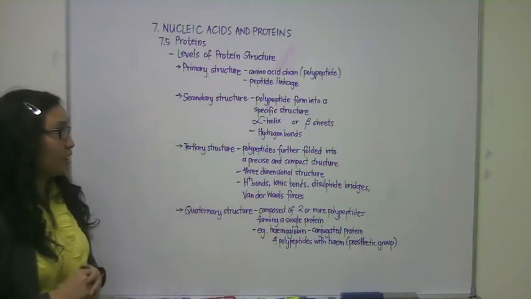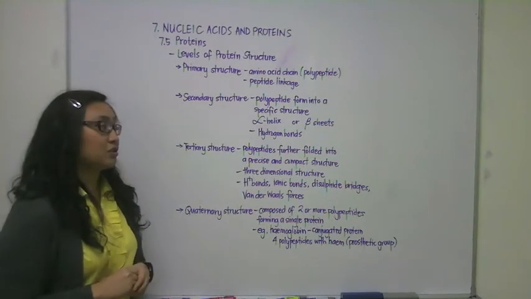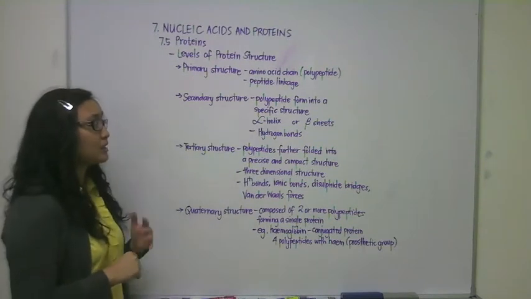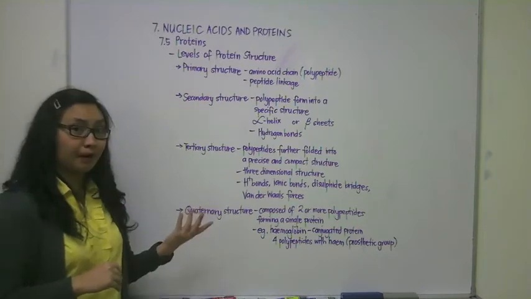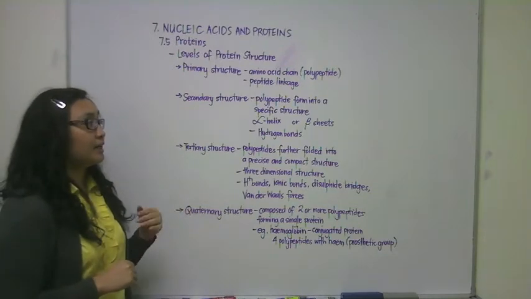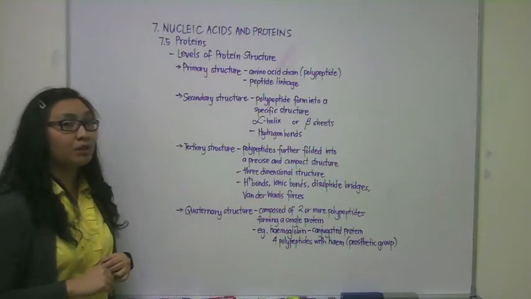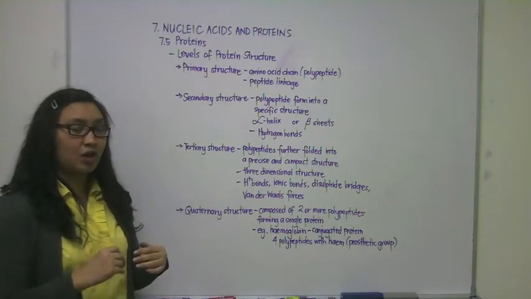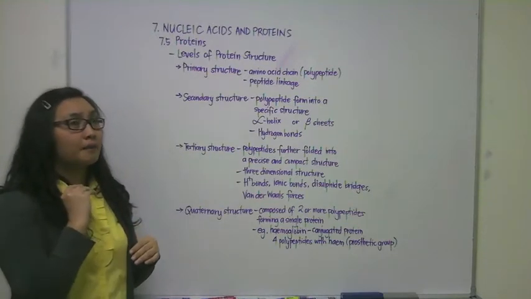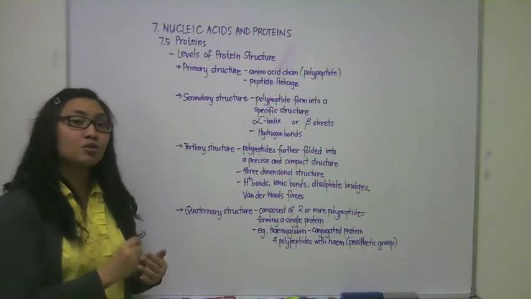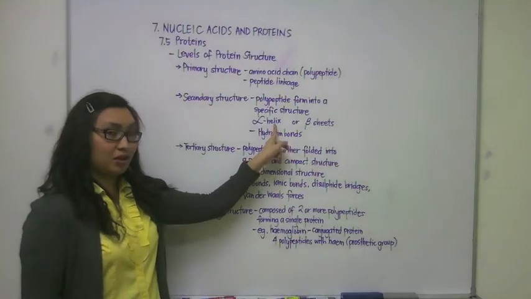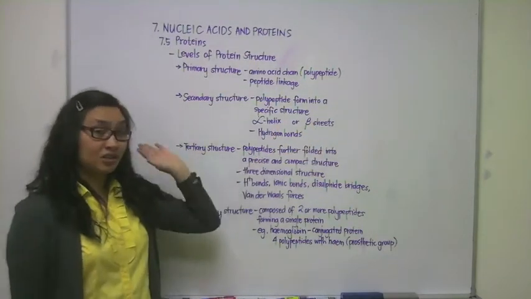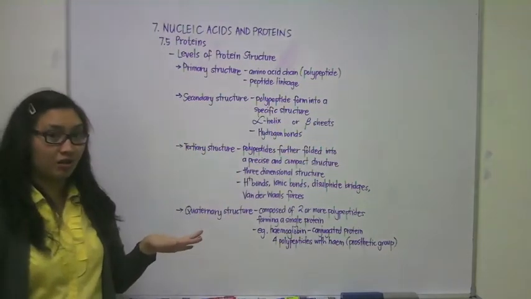The next one is the secondary structure. The secondary structure is more complex compared to primary, wherein it is made up of a polypeptide formed into a specific structure. Whenever the polypeptide assumes a specific structure, namely the alpha helix or beta sheets, that is considered a secondary structure.